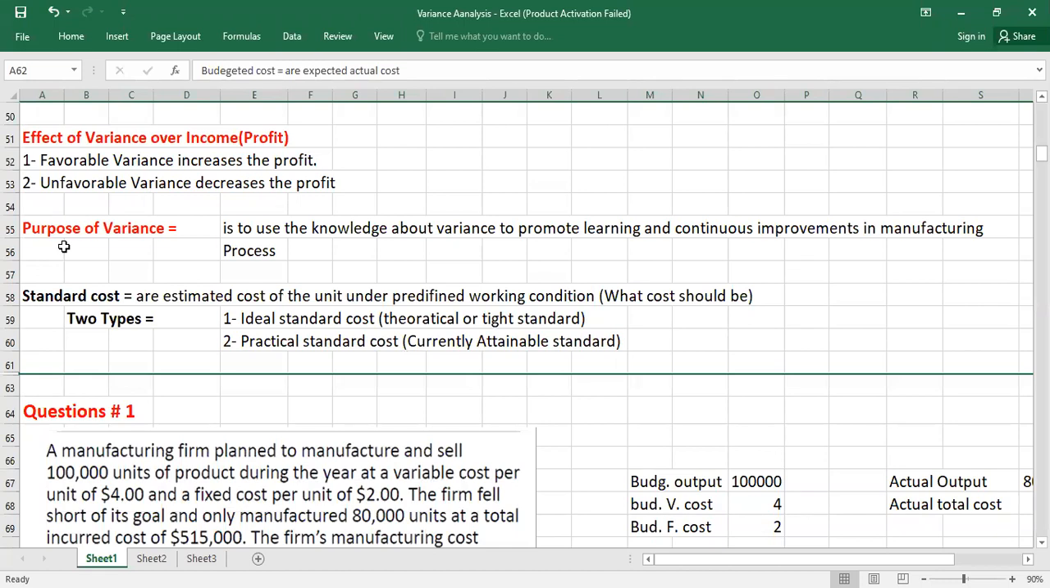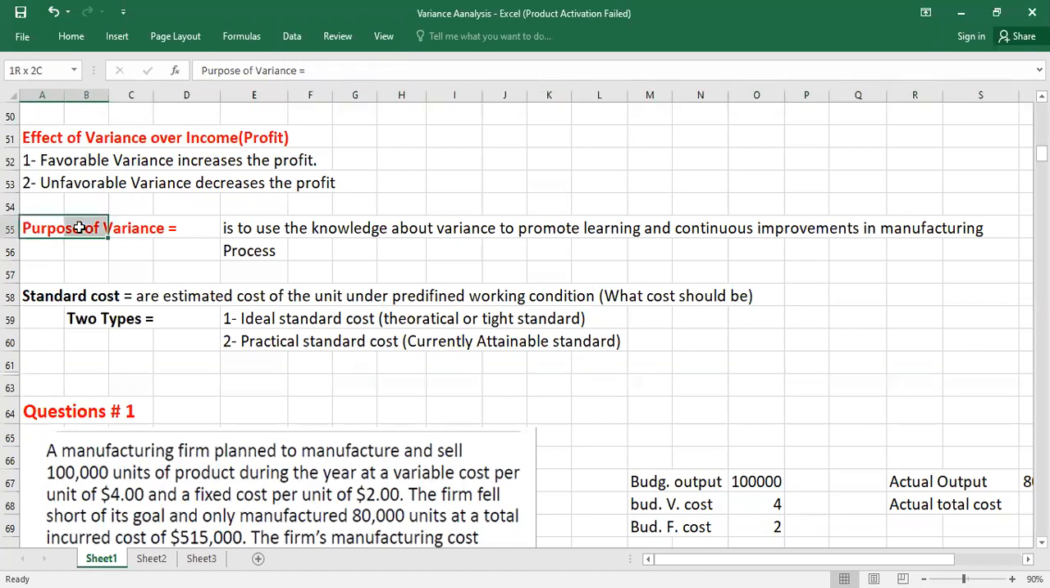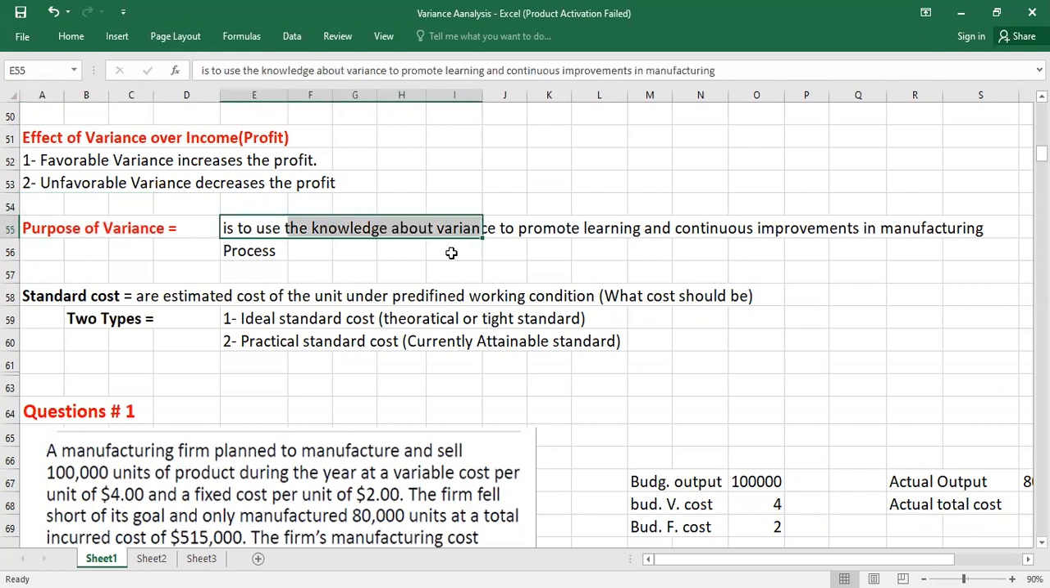Now we can see here the purpose of variance. I hope it will be clearer now. The purpose of variance is to use the knowledge about variance to promote learning and continuous improvement in the manufacturing process. Because if the variances are favorable, you can reward the managers. If the variances are unfavorable, maybe you can ask the manager what the reasons are for this unfavorable variance. Sometimes reasons are controllable, sometimes reasons might be uncontrollable.